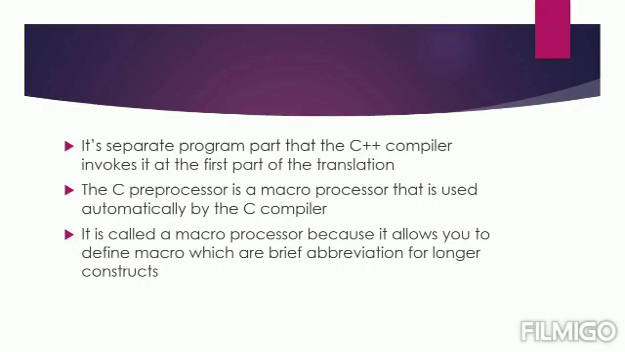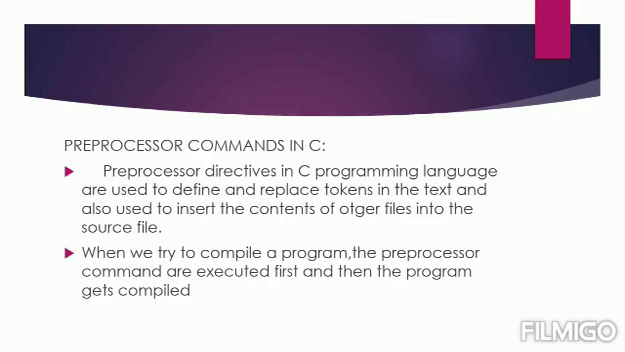Why do we use a preprocessor in C++? The C++ preprocessor is a macro processor that is used automatically by the C++ compiler to transform your program before actual compilation. It is also called a macro processor because it allows you to define macros, which are brief abbreviations for longer constructs. What is a preprocessor command?